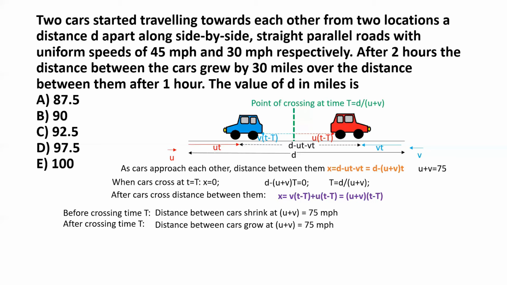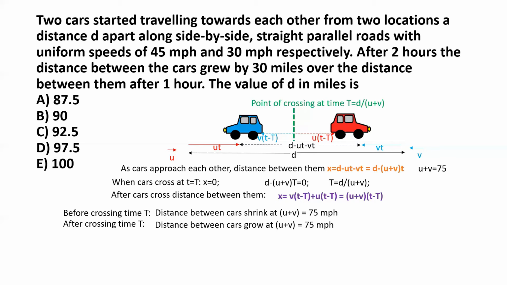Now, according to the problem, between hour 1 after the start and hour 2, and we are measuring the time from their start time, the distance actually grew by 30 miles, right? So compared to the distance after 1 hour, the distance after 2 hours was more by 30 miles, which is kind of surprising, because if both of these time points were before the cars crossed, then in 1 hour, I would have expected the distance to shrink by 75 miles.